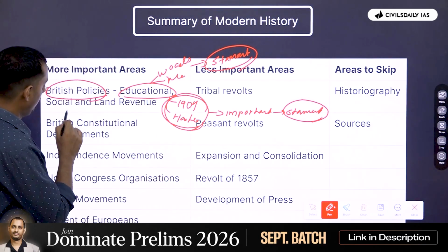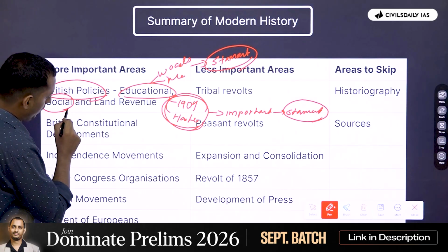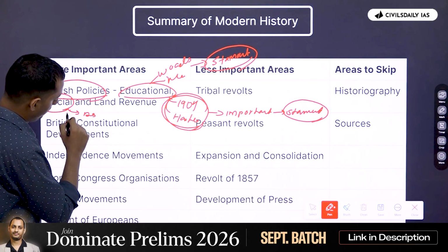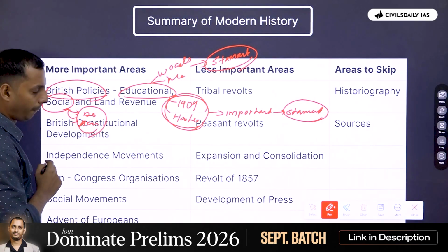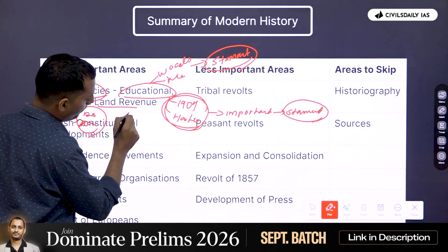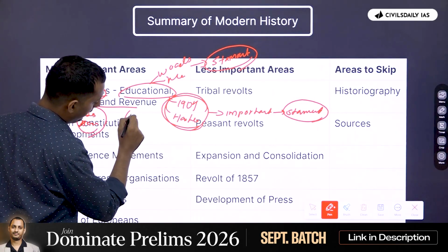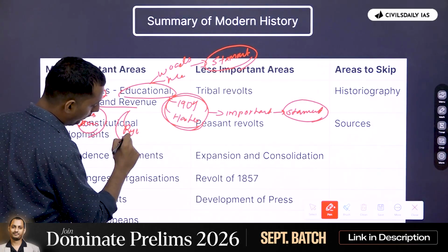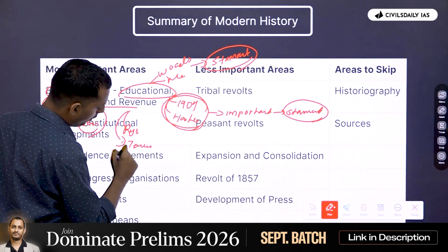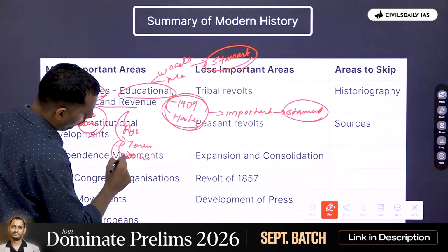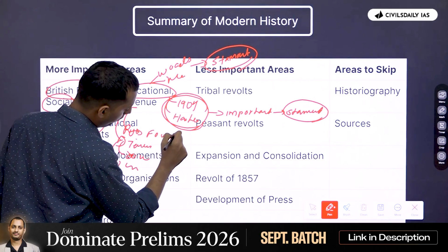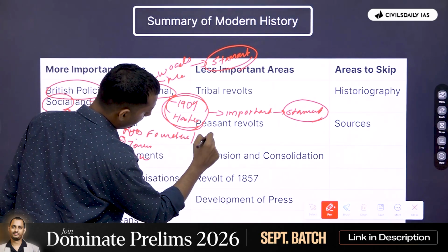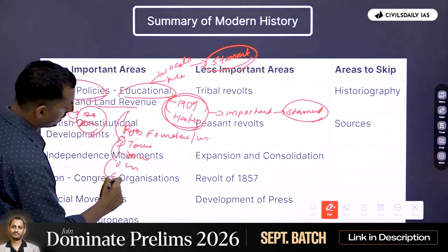Social reforms: go for the Age of Consent Act, Sharda Act, Bengal Sati Regulation Act and different acts. Land revenue is the most important. Go for Ryotwari, Zamindari and Mahalwari. Who were the tenants? Who were the owners? What was the time period? Who were the founders, or which Governor General introduced them? And what was the significance of the same?